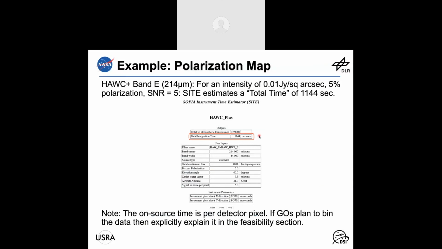This region would require 1100 seconds of integration time to achieve that signal-to-noise ratio. One thing to note is that this is the on-source time per detector pixel. So if you plan on binning the data later on, make sure you explicitly explain that in your feasibility section of your proposal.